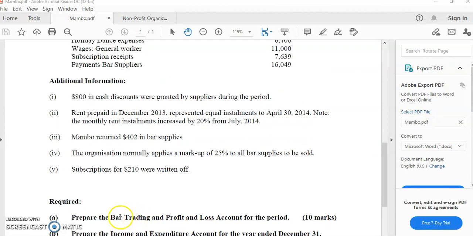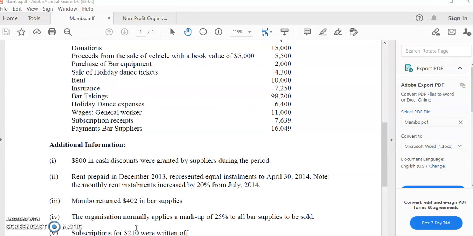Before we get to even preparing the bar trading account and the income and expenditure and your balance sheet, we have to work out some figures to help us get to this stage. Now you will realize that in the question you were given bar takings, which I refer to as bar sales, but they have not given you any bar purchases, so you don't know purchases. And remember, if you are doing a trading account, you must know your purchases in order to help work out your cost of goods sold, etc.